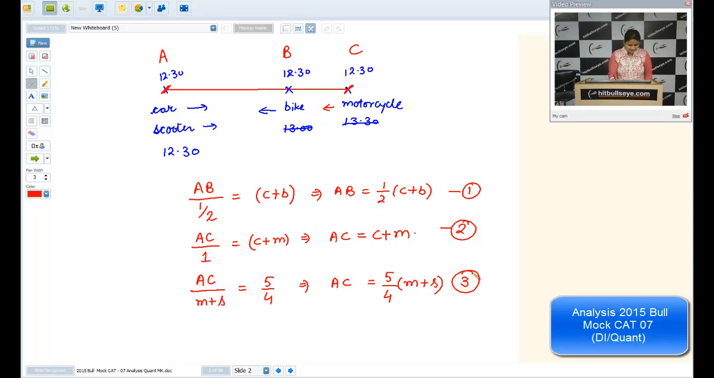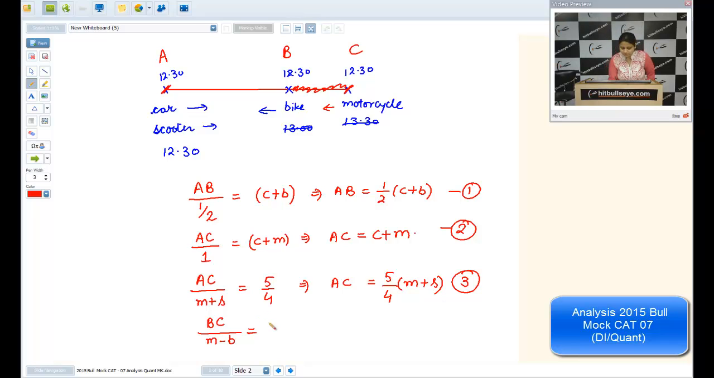Now the last thing. Then it overtook the bike at 14:00. The motorcycle overtook the bike. Now it means this distance we are covering, I'm taking BC. Since both are moving in the same direction and the motorcycle overtook the bike, the speed of the motorcycle should be more than the bike. The time given is 14:00. They started at 12:30 and they are meeting at 14:00.